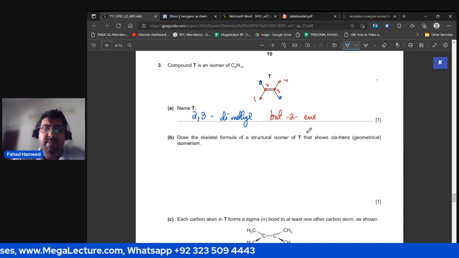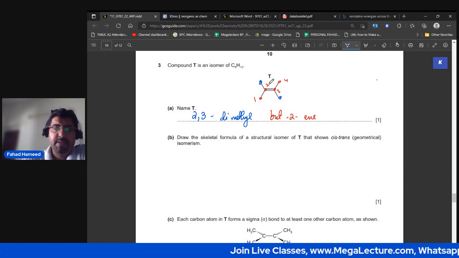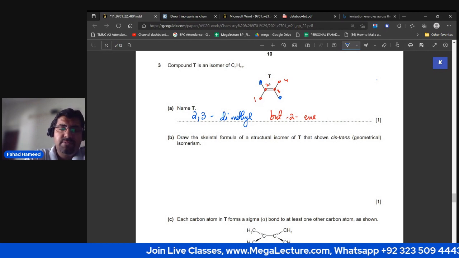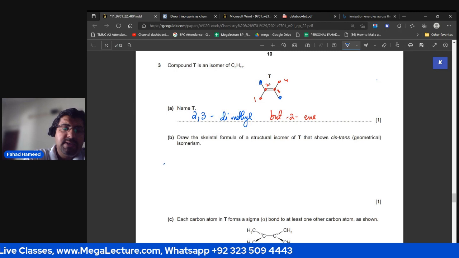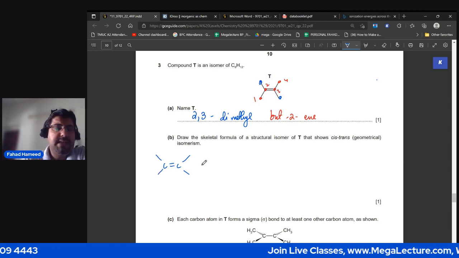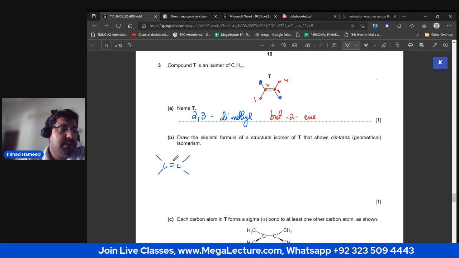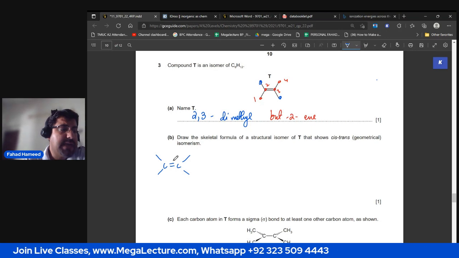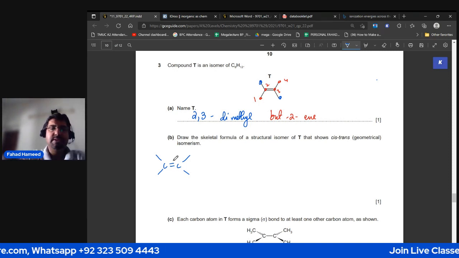Draw the skeletal formula of the structural isomer of T that shows cis-trans isomerism. So we've got a total of 6 carbon atoms. For cis-trans geometrical isomers, you need a double bond, and you need different groups on each side. So remember, I've got 6 carbon atoms. I need to arrange it in this way. Just hold on one second.